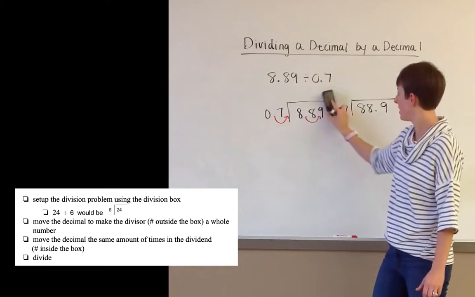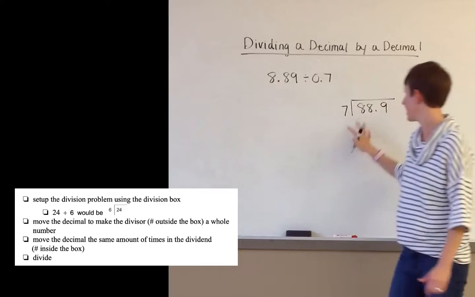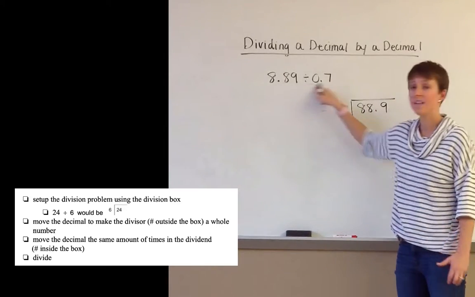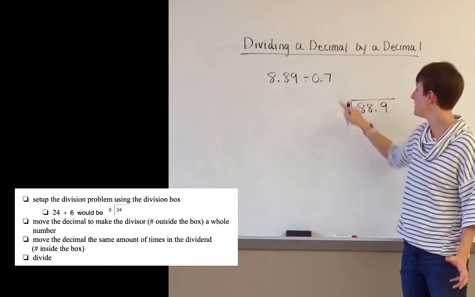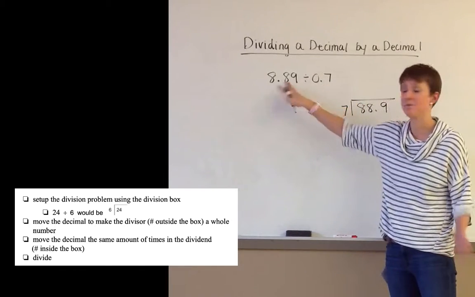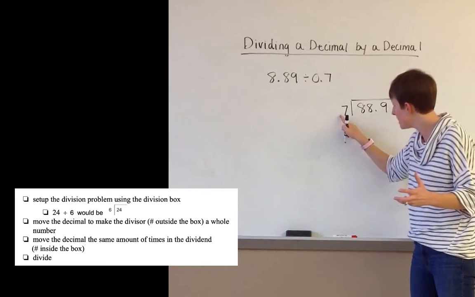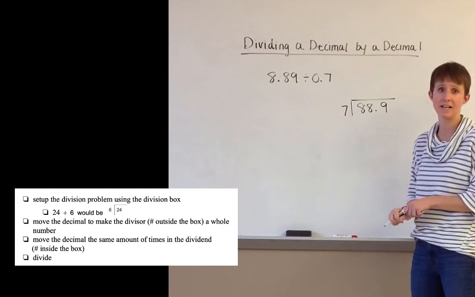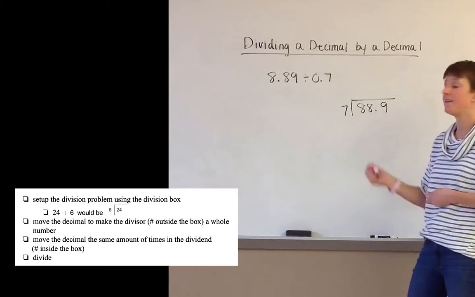Make sure you have this on your paper. I'm going to erase this so that we don't have so much to look at. This division problem is going to give me the exact same quotient that this division problem would. And that's because I multiplied both the divisor and the dividend by the same power of 10. I moved the decimal 1 time to make it 7, moved the decimal 1 time to make it 88 and 9 tenths. So now we can go ahead and divide through.